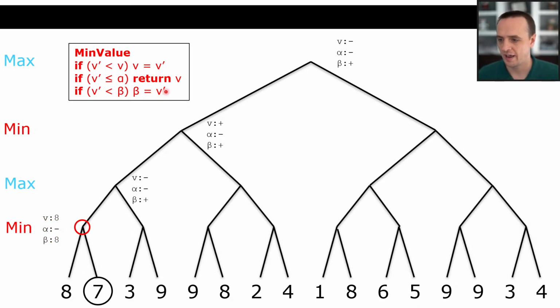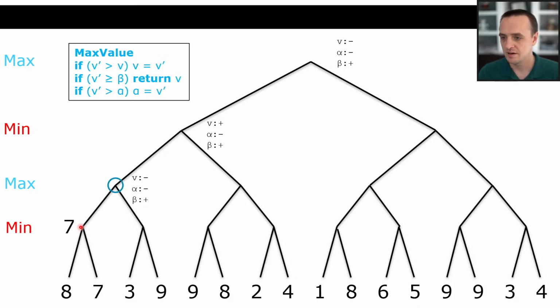Now we're going to look at the next one. The next one is going to say, okay, is 7 less than v, which is 8? Yes, it is. So I'm going to set that. Is it less than or equal to alpha, which is minus infinity? No, it's not. So I'm not going to be returning the value. If v prime is less than beta, beta equals v prime. So after looking at that, I can say, yes, I did set a new value because 7 was less than 8, which was v, and 7 was less than beta as well. So now I have finished this particular node's minimizing step.